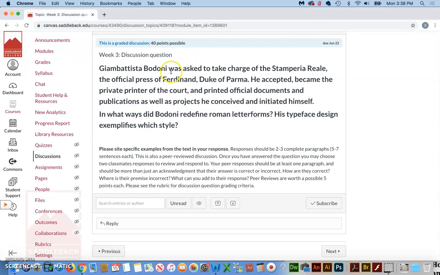Let me try to help you out with next week's question. Make sure you realize that there are 2 question marks in here, which means there are 2 questions that I'll be looking for the answer to. In what way did Bodoni redefine Roman letters, and his typeface exemplifies which style? That causes you to do quite a bit of reading to make sure you understand the different styles of typefaces and to be able to answer both of those questions properly.